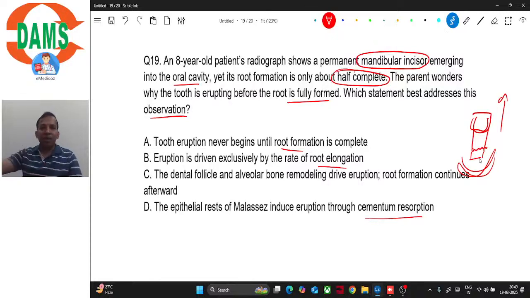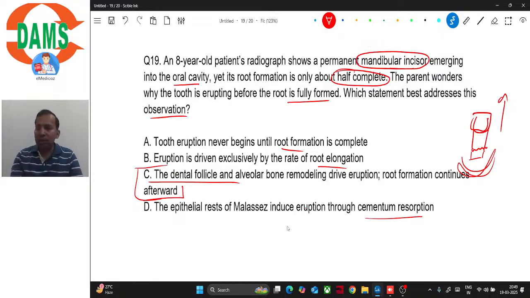So we have studied in the class different theories for eruption. Root formation theory was one of them, which said that as the root forms, upward thrust is applied and the tooth erupts. But later on we found that the theory was incorrect, isn't it? So it is because of the eruption that the root formation occurs. So option C is the correct answer, right?